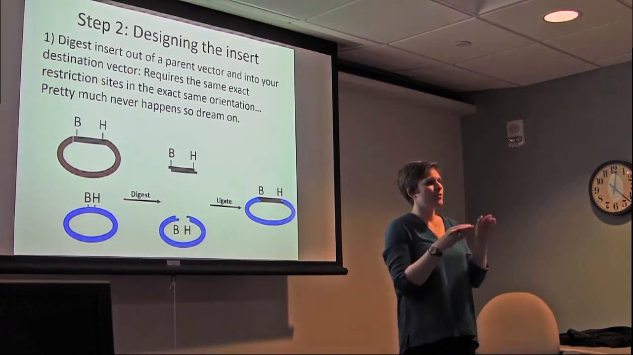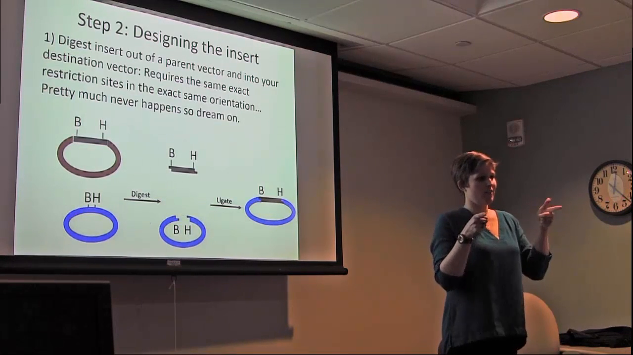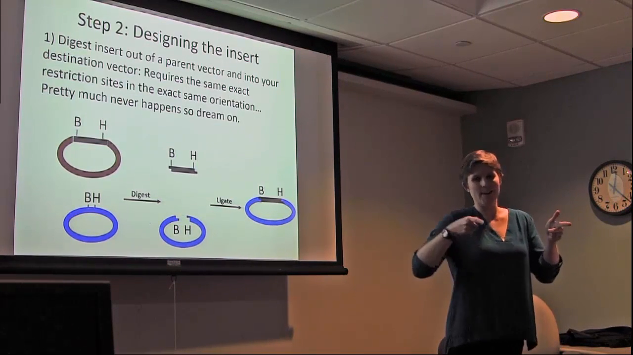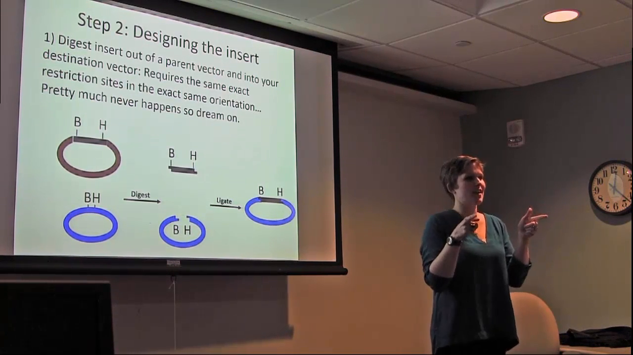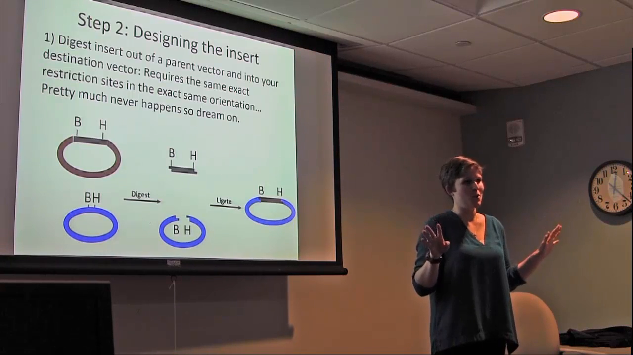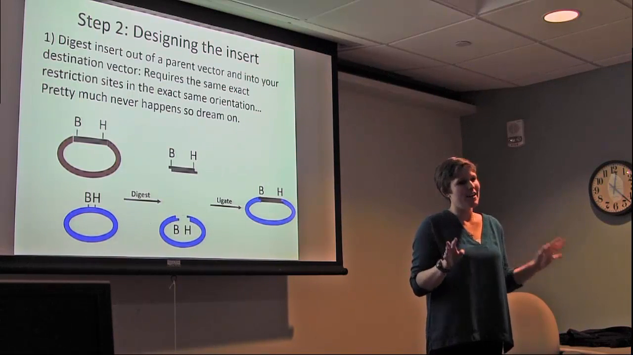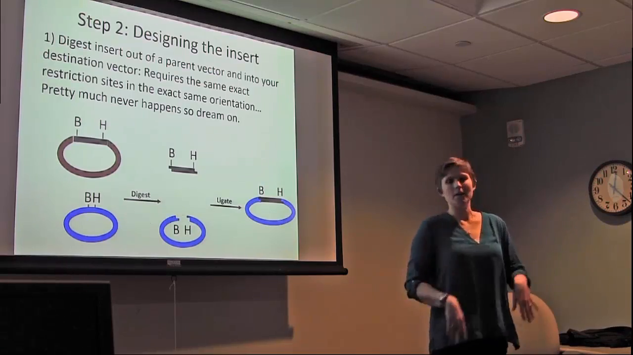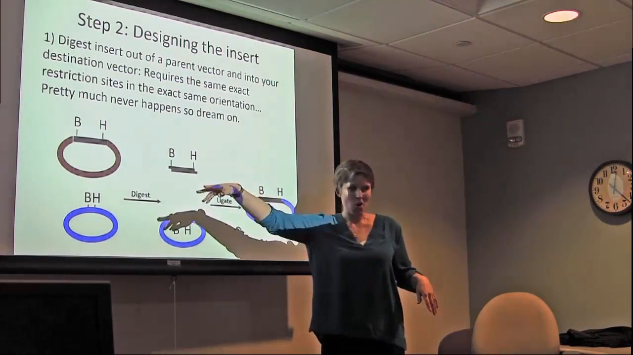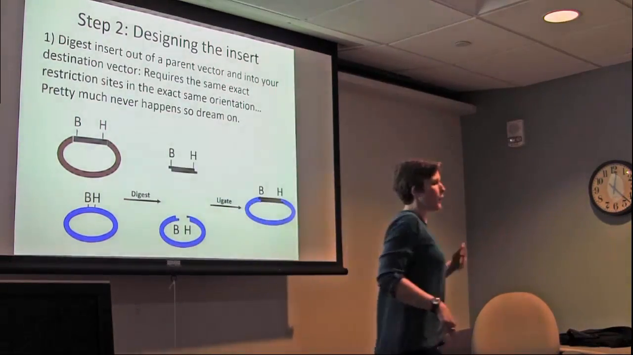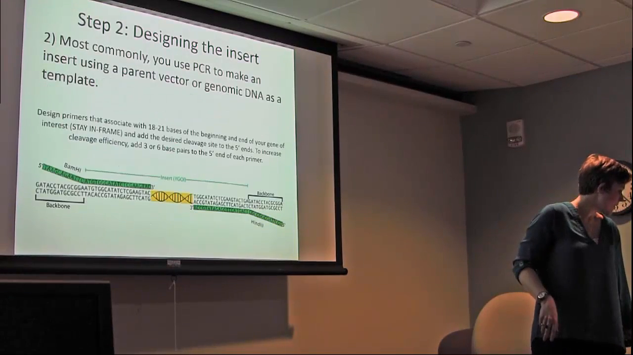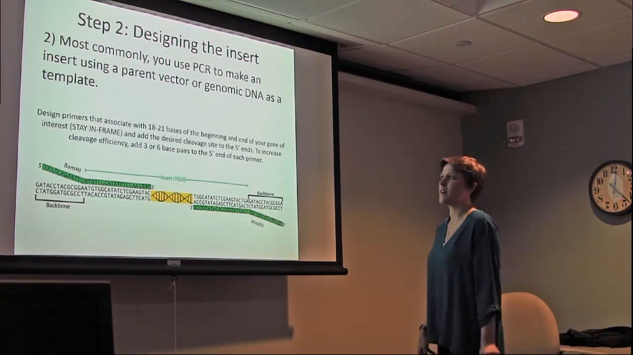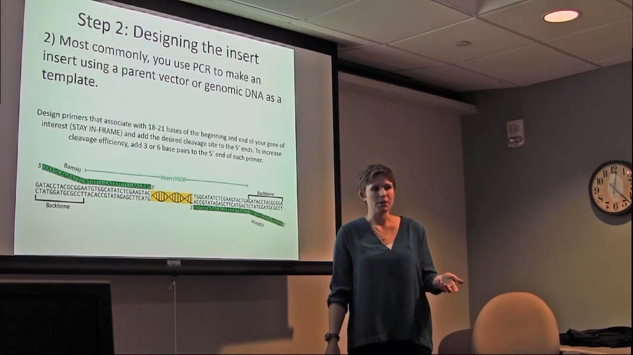Now, the likelihood that you're going to have a parent vector where your gene of interest has been put in at the BamHI and HindIII sites is almost impossible. If you have that kind of luck, you don't need to be here. You can go somewhere else because this is easy. All you have to do is cut it and pop it in. What we need to talk about more is making our insert by PCR amplification.